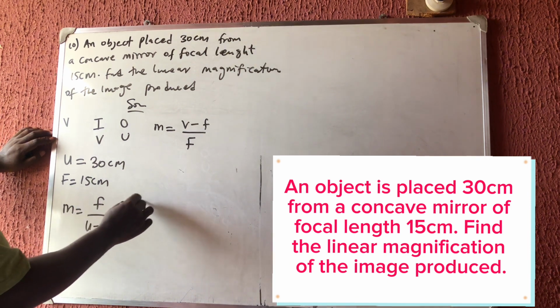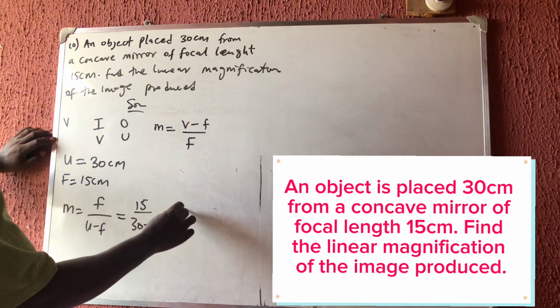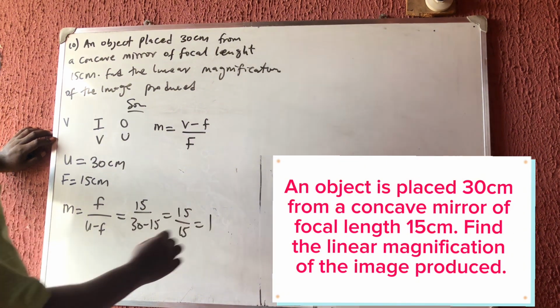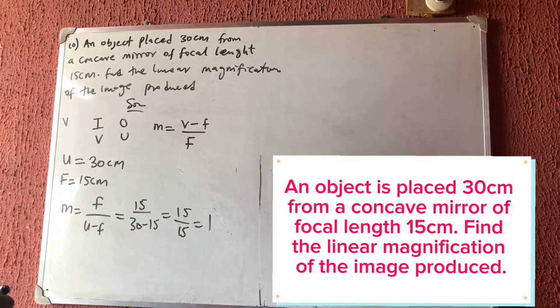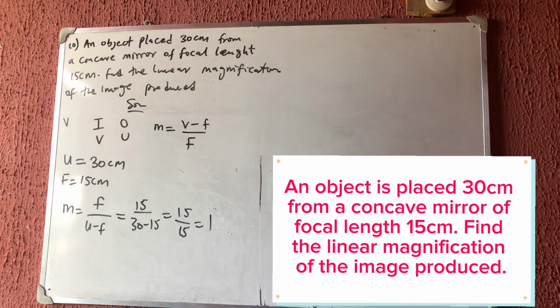So this is my F, 15, all over 30 minus 15. So what do I have? 15 over 15, which is equal to 1. So the magnification is 1. The linear magnification is M equal to 1.